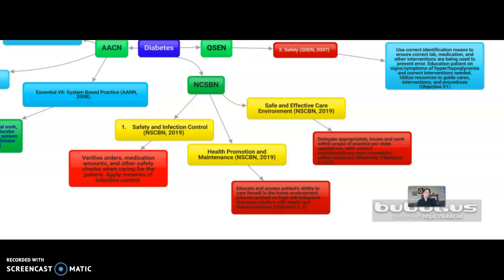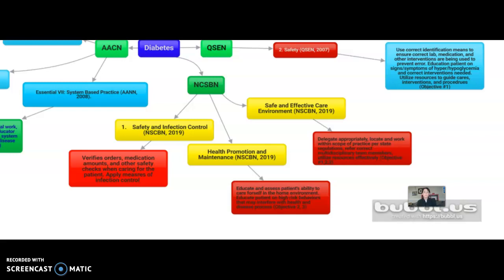So the way that will be sought out through the information from the NCSBN is to verify orders, medication amounts, and other safety checks when caring for the patient, applying measures of infection control. So helping to know the high risk of infection that patients with diabetes have, assessing that risk with the patient, using safety measures to use your core process with correct labs, correct medications, following up on those medications and those orders, knowing what those medications are, if they're short-acting or long-acting insulin, and just implementing that into the care. The second one is health promotion and maintenance.